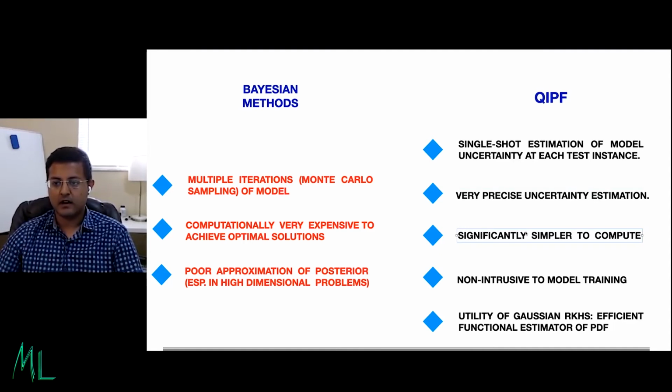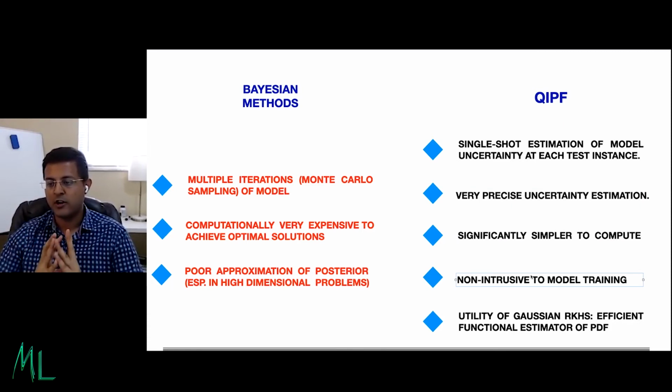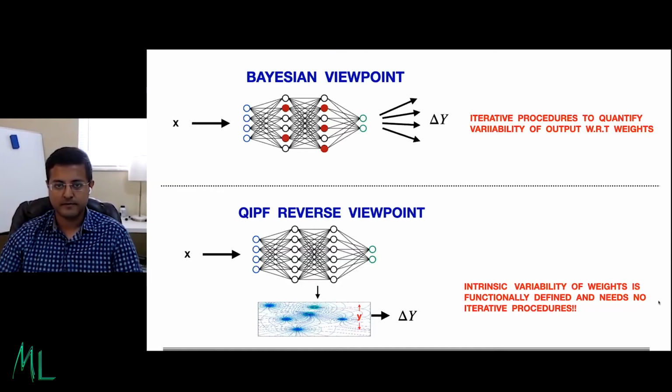And we are also not using all of the weights, as Sujian very correctly had pointed out earlier in the presentation. Despite that formulation, we do not actually use all of the weights. We do some average pooling of weights, so the number of effective weights is very small. It is also non-intrusive to model training. You can use this directly on point prediction neural networks that have already been trained. And because of the utility of Gaussian RKHS, it is a very good functional estimator of the model PDF.